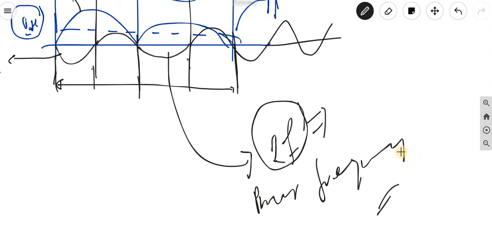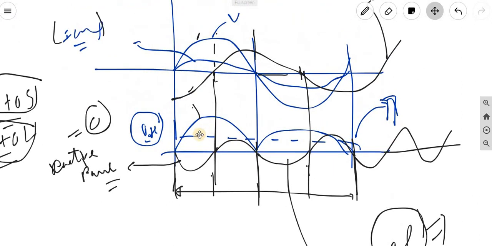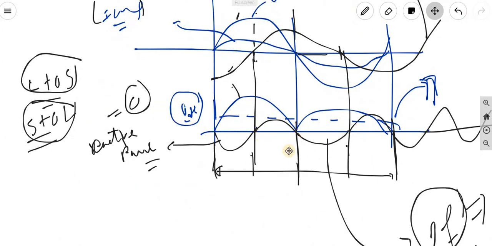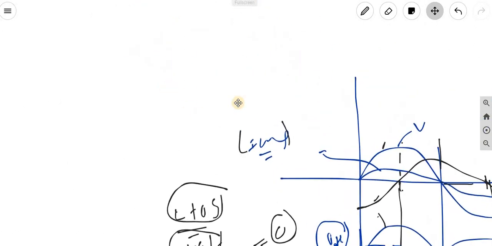Power frequency is 2 times the frequency. If you draw power in an instantaneous way, you will get 2 pulses. For reactive power the pulses will be 2, and for the active power also 2. Clear? So these things are there. Okay.